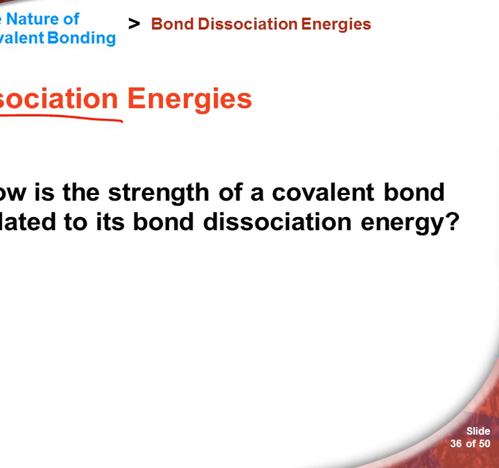Dissociation. What does dissociation mean? To break them, right. Association is to hold things together. Dissociation is for things to fall apart. We will continue with this tomorrow.